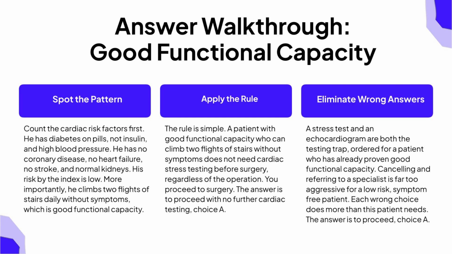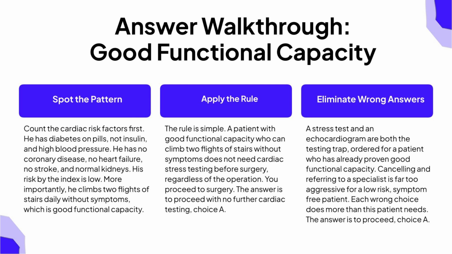Let us break this down step by step. First, spot the pattern by counting risk factors. His diabetes is controlled with pills, not insulin, so it does not count toward the index, and he has high blood pressure but no coronary disease, no heart failure, no stroke, and normal kidneys. His cardiac risk is low. Even more important, he climbs 2 flights of stairs every day without chest pain or breathlessness, which is the textbook description of good functional capacity.